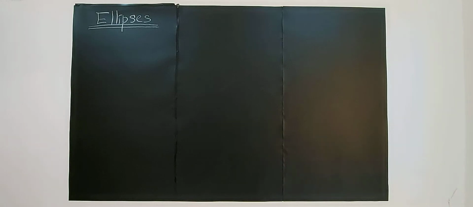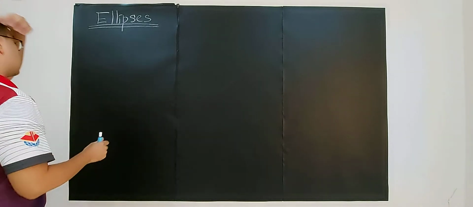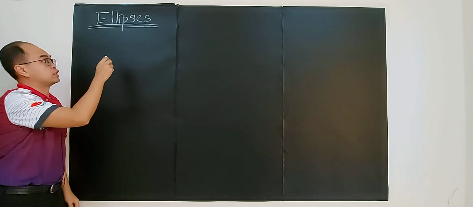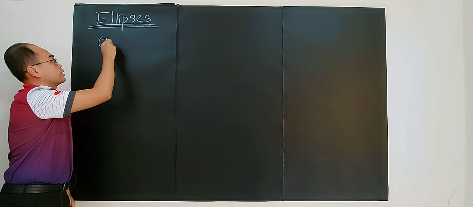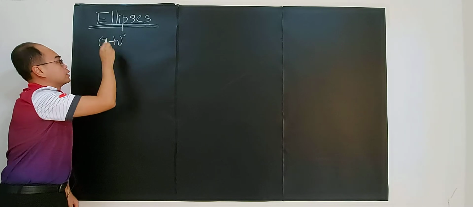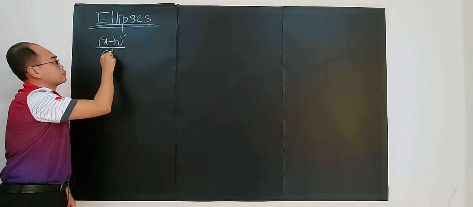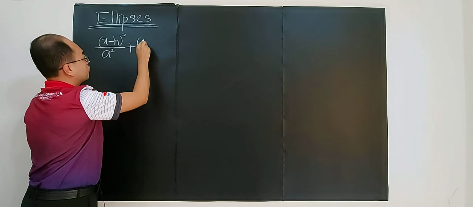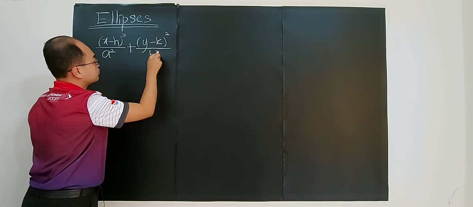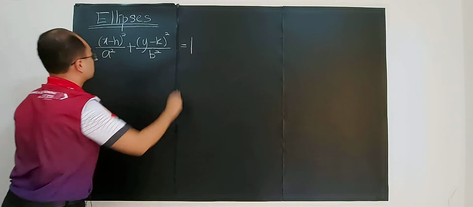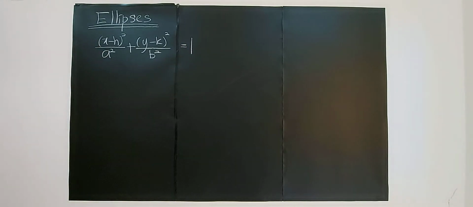In this video, we're going to introduce you to the concept of an ellipse. What is an ellipse? Let's introduce the standard equation of an ellipse. Then you have (x minus h) squared over a squared plus (y minus k) squared over b squared equals 1. This will be the standard equation of the ellipse.